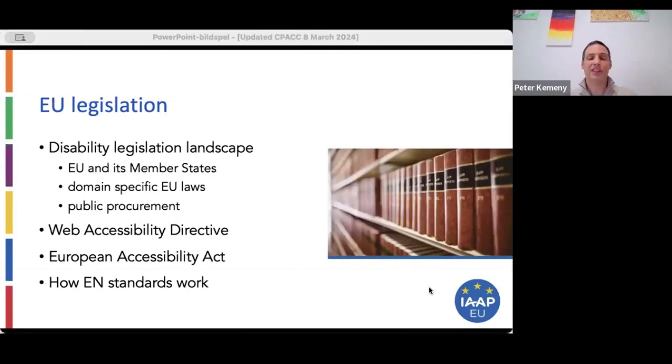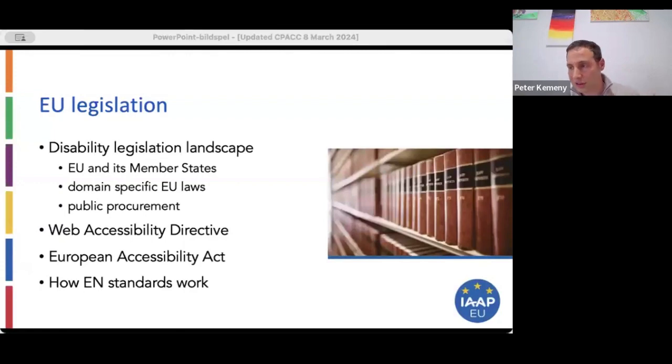So I'm of course not entering into all those details here, but the body of knowledge provides a very good snapshot and overview of what is good to know about the legal background and what is necessary to understand the legal accessibility framework.